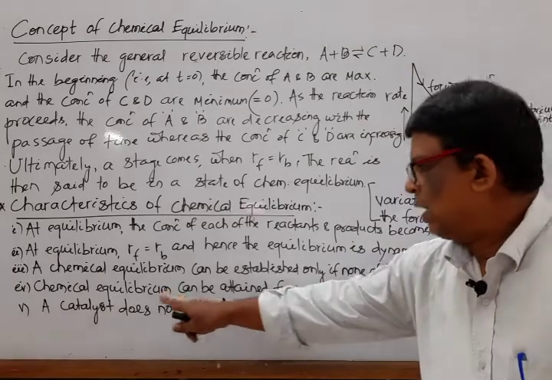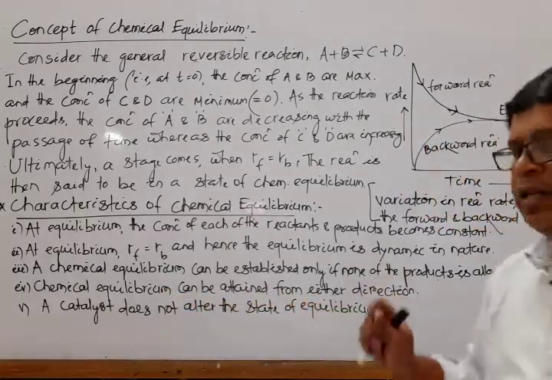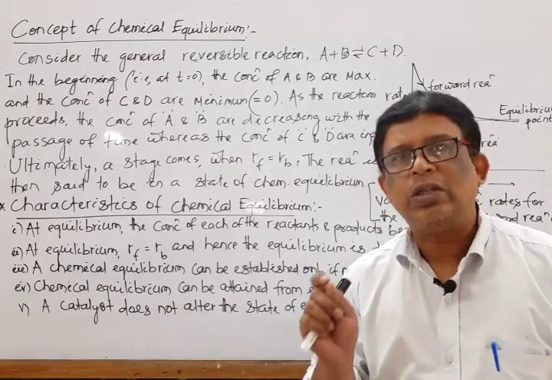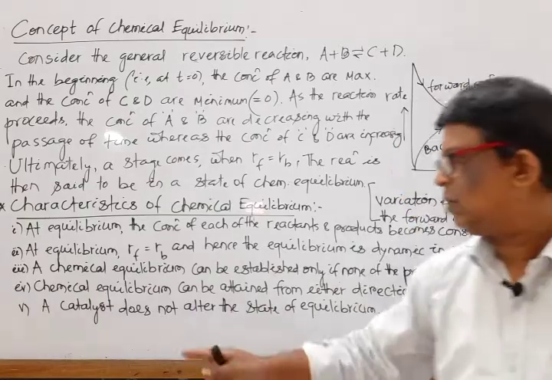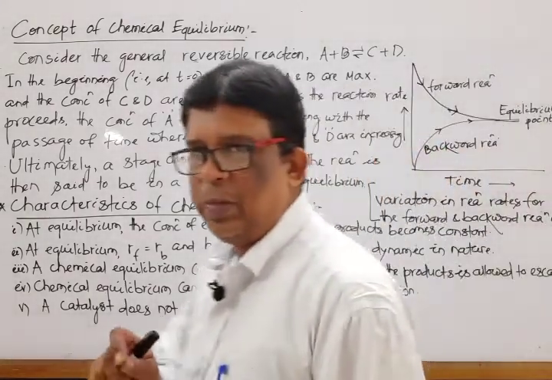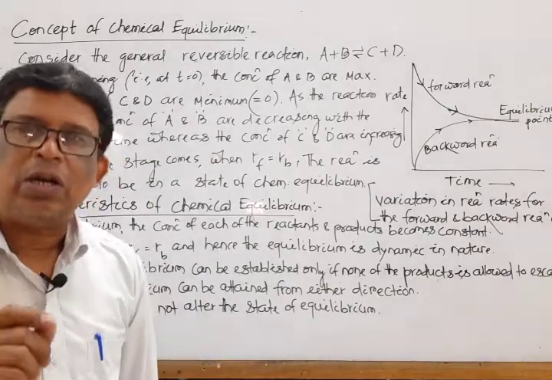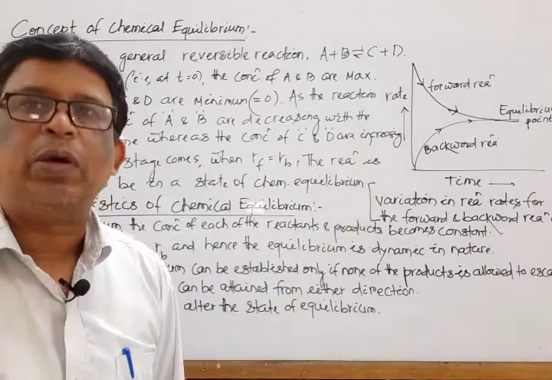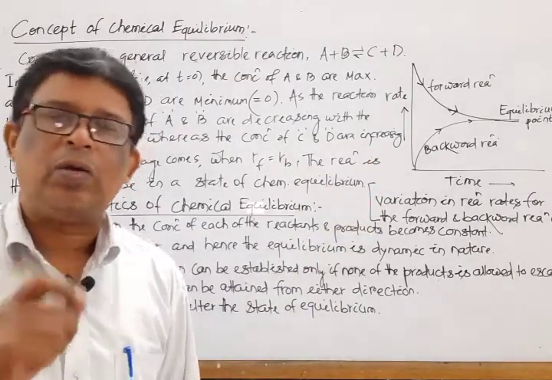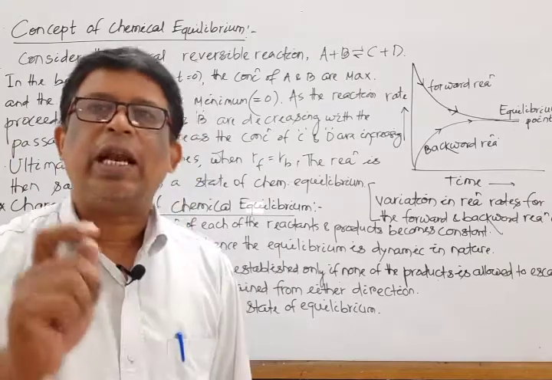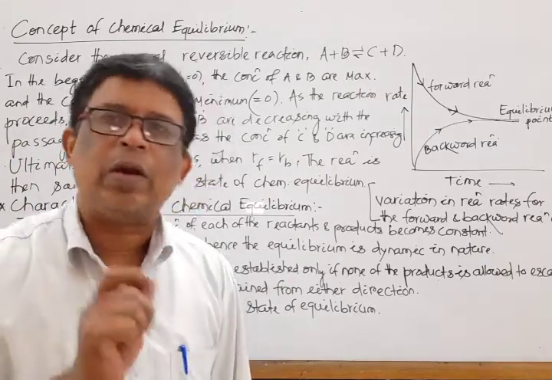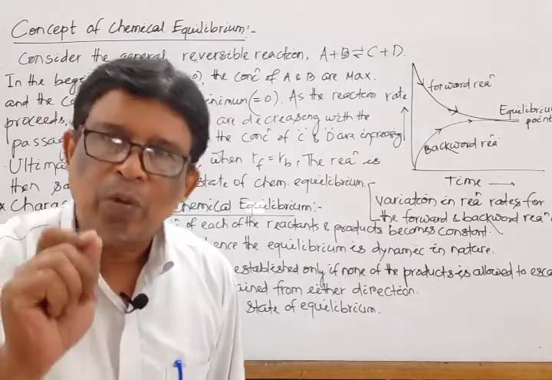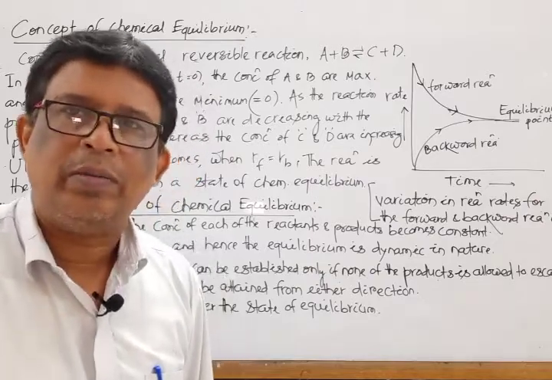And next, chemical equilibrium can be attained from either direction. Means this equilibrium can be attained from the forward direction as well as from the backward direction. And last, a catalyst. The important point is that a catalyst does not alter the position of the equilibrium point. No doubt, the presence of a positive catalyst increases the rate of forward reaction, similarly increases the rate of backward reaction, but does not alter the position of the equilibrium or the point of equilibrium.